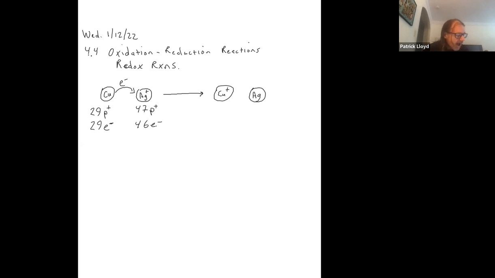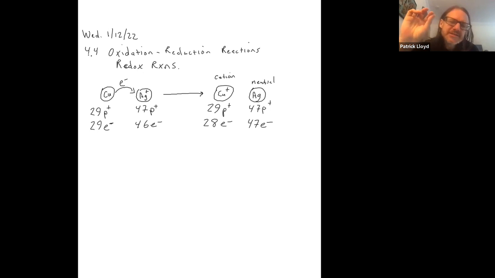Once that electron hops from the copper to the silver, well, that doesn't change the nucleus at all. This still has 29 protons and this still has 47 protons. But now the copper only has 28 electrons, right? You lose one electron, okay? And now the silver ion has an extra electron, so now it's got 47 electrons, and now it's a neutral atom, right? So you see there's no charge here, it's neutral because it has the same number of protons and electrons. Here, it's a cation, right? Because it has more protons than electrons.